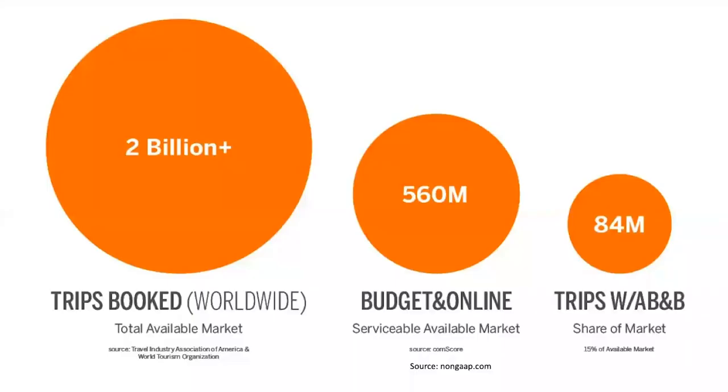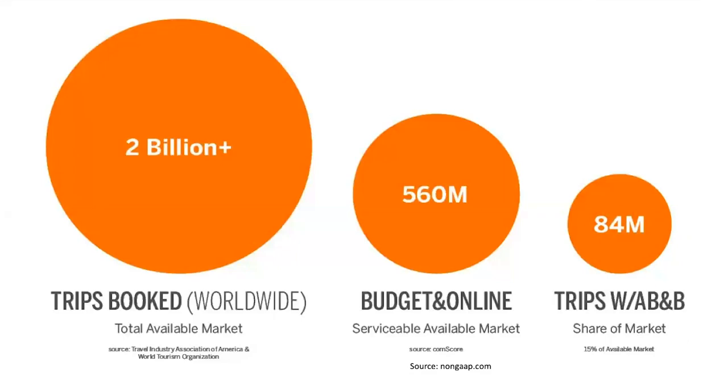Lastly, let's look at this example from Airbnb to get a better understanding of why this stuff is important. When they were starting out, Airbnb took a look at the worldwide number of trips booked. This would be the total available market or the total addressable market. Both terminologies are fine. And they found that 2 billion people booked trips worldwide.